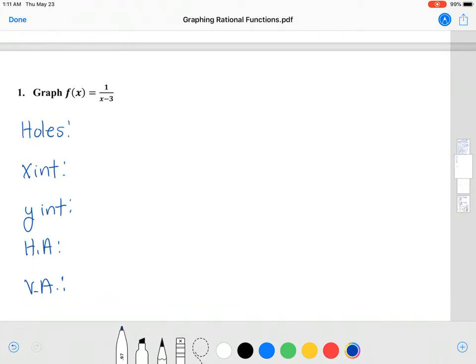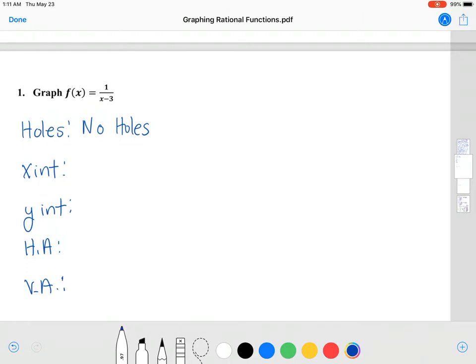Okay, so the first thing you want to do is look to see if you can simplify this in any way. Look to see if there is a common factor in the numerator and the denominator. And in this case, we don't have anything that's similar in the numerator or denominator. So since we don't have a common factor, in this case, we're going to have no holes.